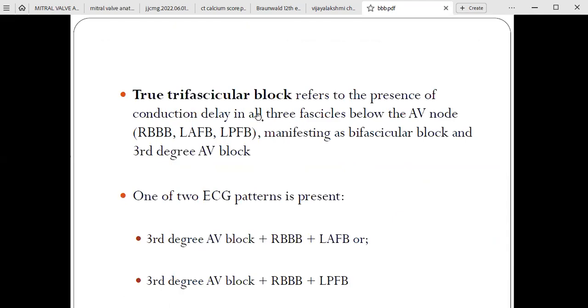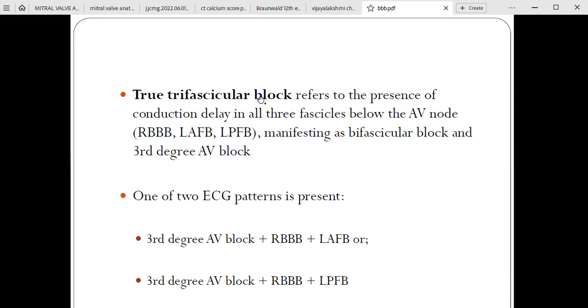Trifascicular block. As the name says, it means there is a blockage of all the three fascicles. So what are the three fascicles? One is the right bundle branch, the left anterior fascicle, and the left posterior fascicle. If all three are blocked, or there is delay in conduction in all three, then it is called true trifascicular block.